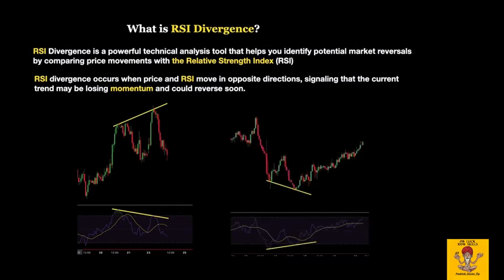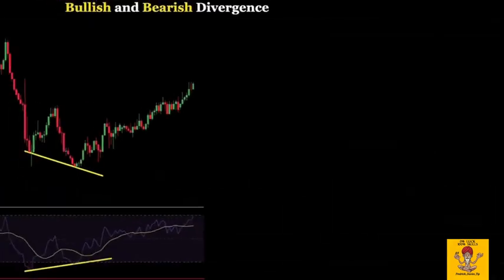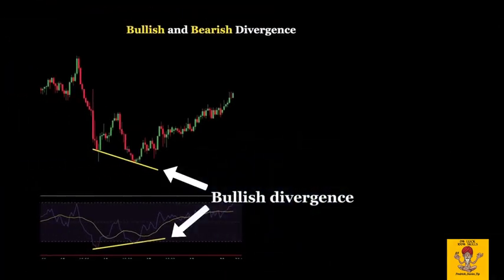Similarly, if the price is falling but the RSI begins to rise, it may indicate that the downtrend is losing strength. You can use two main types of RSI divergence to analyze potential market movements: bullish and bearish divergence. A bullish divergence occurs when price makes lower lows while the RSI forms higher lows. This usually happens when the RSI is below 30, a level that indicates the asset is oversold.